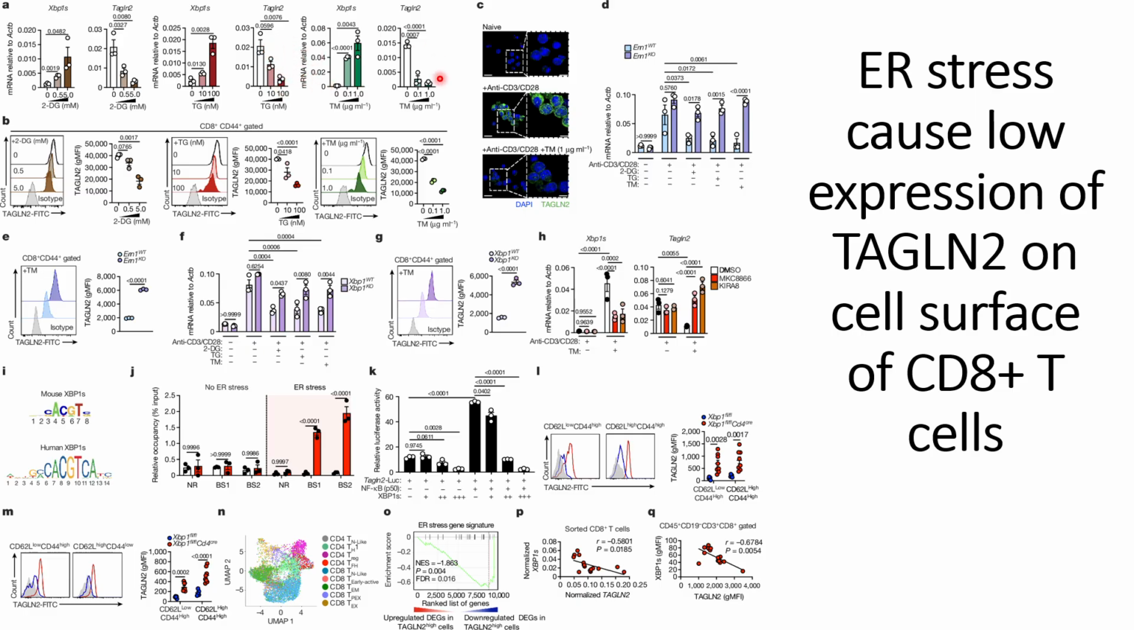After validating that TAGLN2 expression goes down with increased ER stress, they also checked this observation using flow cytometry, where they see that with increasing concentrations of the reagents that cause ER stress, TAGLN2 expression decreases. This is shown in panel B, the flow cytometry results and the quantitative results for all three reagents, 2DG, TG, and TM, and the results are similar.